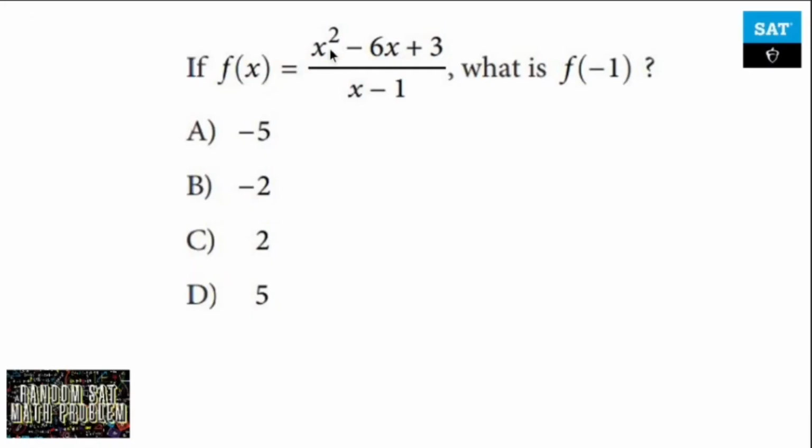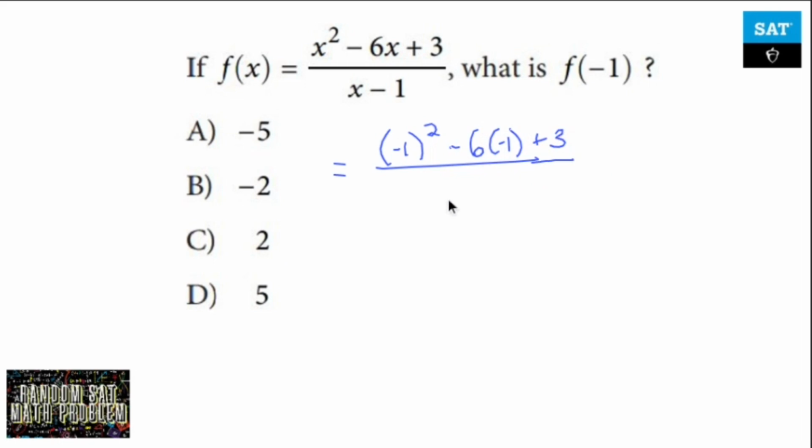If f of x equals x squared minus 6x plus 3 over x minus 1, what is f of negative 1? Well, this is basically just saying, look at all these x's. Turn x into negative 1 and simplify. So let's do that. I'm going to rewrite this entire equation and replace every x with parentheses negative 1. So I have parentheses negative 1 squared minus 6 times parentheses negative 1 plus 3.